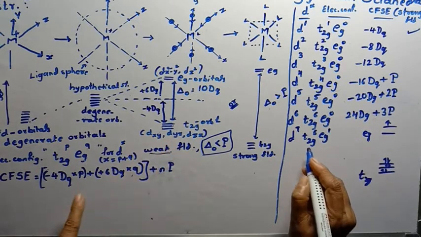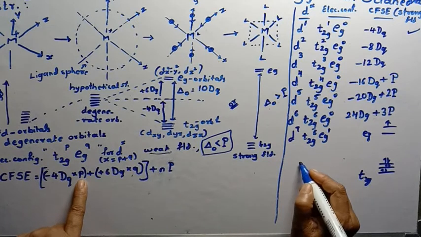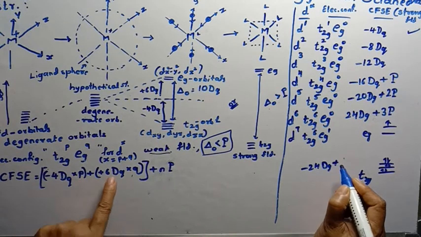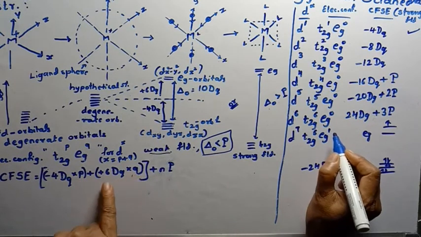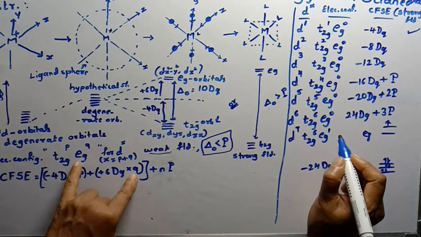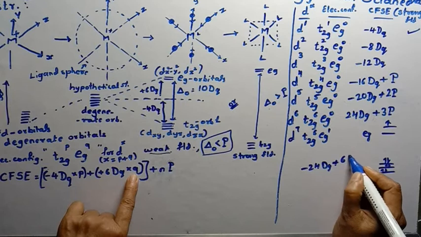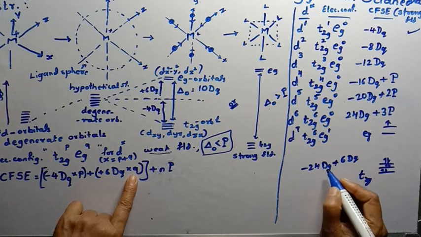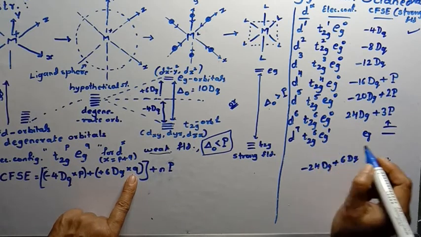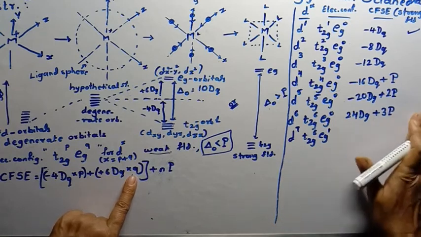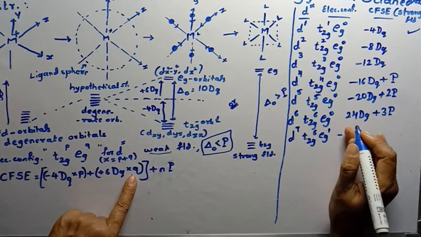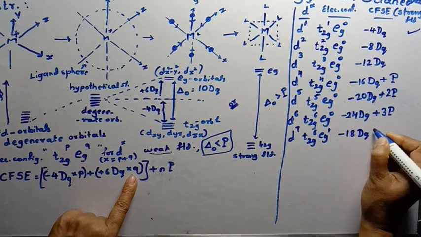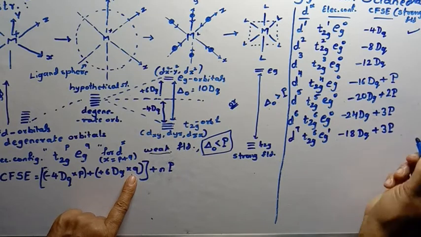Now how to calculate here? There are 6 electrons, thereby it is minus 24 dq, plus 6 into 1, since one electron has appeared in Eg. Therefore it is plus 6 dq into 1. So minus 24 dq plus 6 dq is minus 18 dq, and only 3 pairs. In the lower energy level there are 3 pairs of electrons.